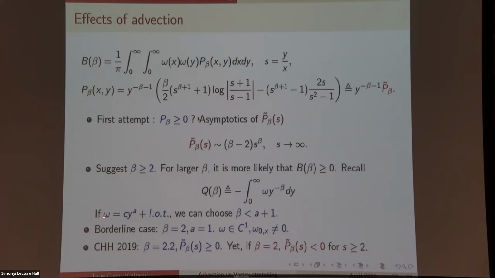Now, suppose that our vorticity vanishes like y to the power a. In order for our function Q beta to be well defined, and this integration to be well defined, we require that beta is less than a plus 1. Otherwise, this one is not well defined.